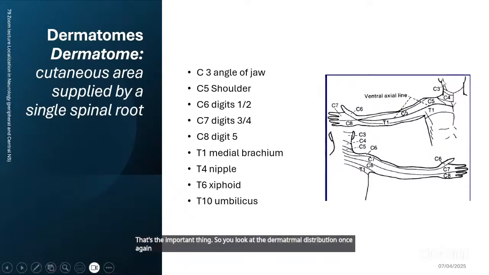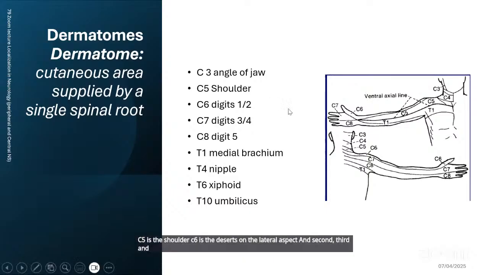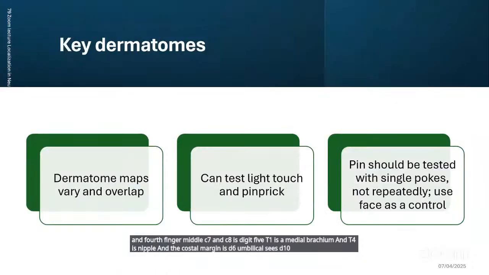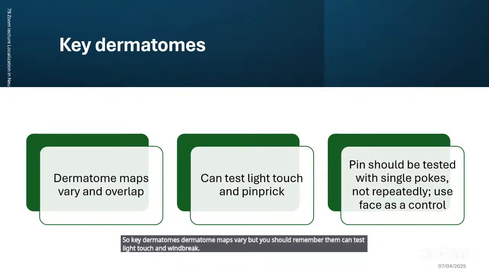You look at the dermatomal distribution once again. C3 is at the angle of the jaw. C5 is the shoulder. C6 is the digits on the lateral aspect. The second, third, and fourth fingers, middle, is C7. C8 is digit 5. T1 is the medial brachium. T4 is the nipple, and the costal margin is T6. Umbilical is T10. Key dermatome maps vary, but you should remember them. You can test light touch and pinprick. Pin should be tested with single pokes, not repeatedly. Use the face as a control. That's how you do dermatomal sensory testing.